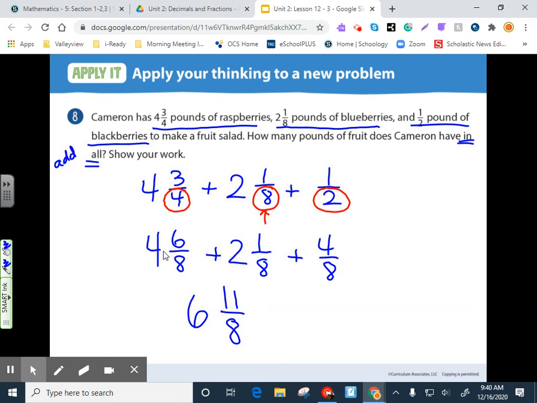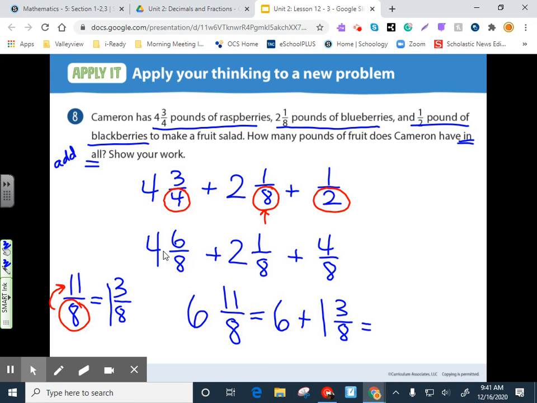And what this actually is, this can be 6. So since we have 11/8 here, we've got to figure out what this mixed number is, since that top number is bigger. And I can get one group of 8s out of that and have 3 left over. So this is 6 plus 1 3/8. And the grand total is 7 3/8 pounds. There you go.